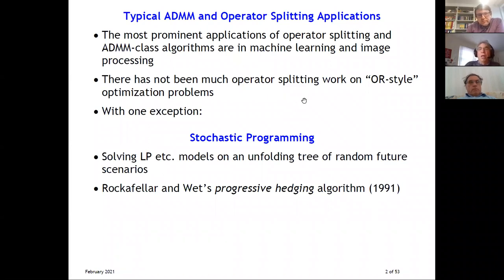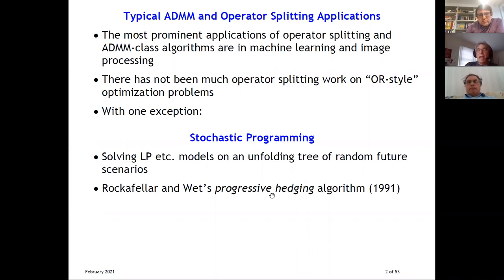But you know, there hasn't been much work on sort of operations research style applications for optimization problems. I mean, I did some of that work in my dissertation. I didn't get very encouraging results. So, but there is one exception, which is in stochastic programming. And so the idea of solving, you know, complicated linear programs, things like that, over an unfolding tree of random future scenarios.